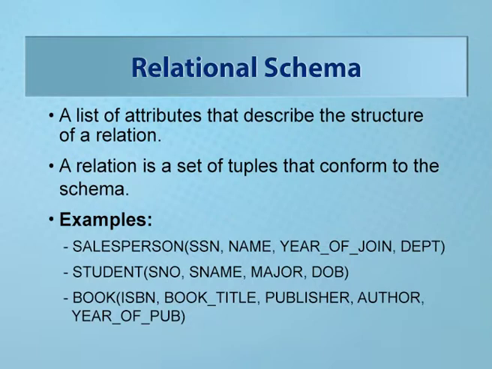Likewise another example I had given, student with student enrollment number, name, major and date of birth, and then book, ISBN, book title, publisher, author, year of publication. So here you can see these are various relations, and the schema is called the relational schema. Suppose you represent the relational schema for the total database, then it is called the database schema, the complete database schema for the backend of that company.